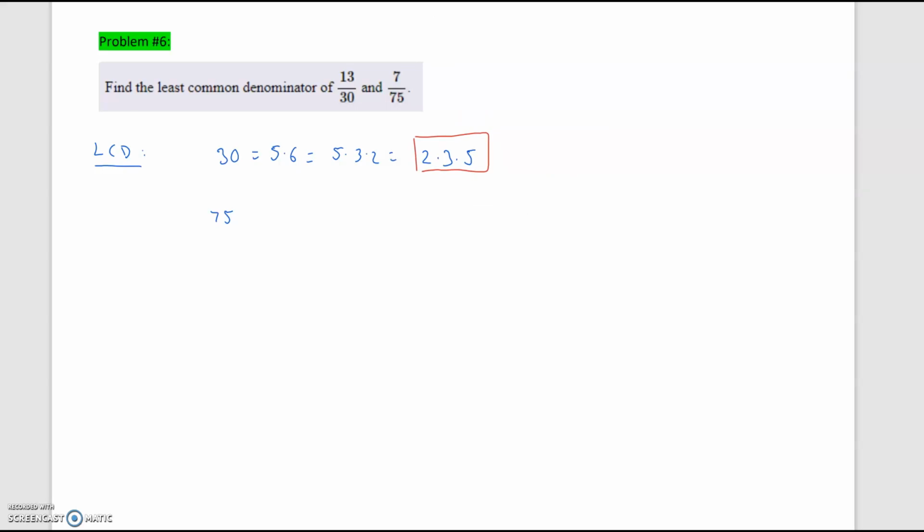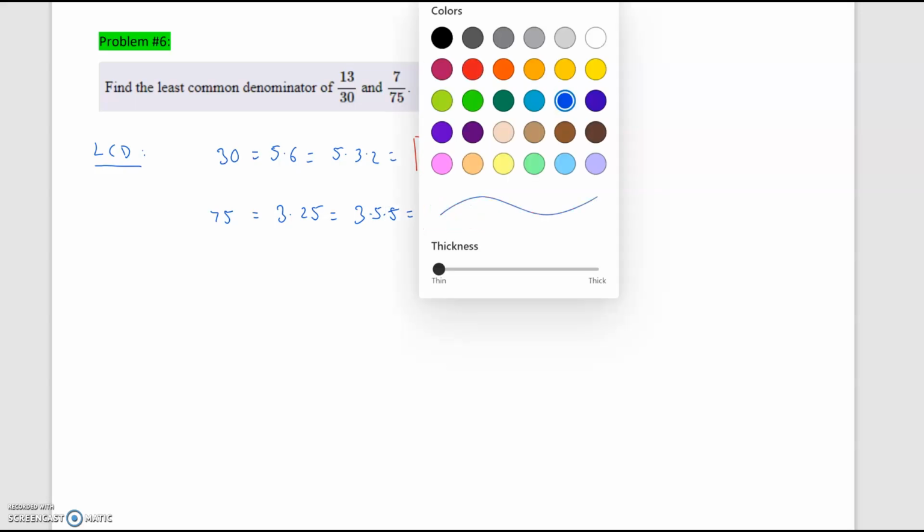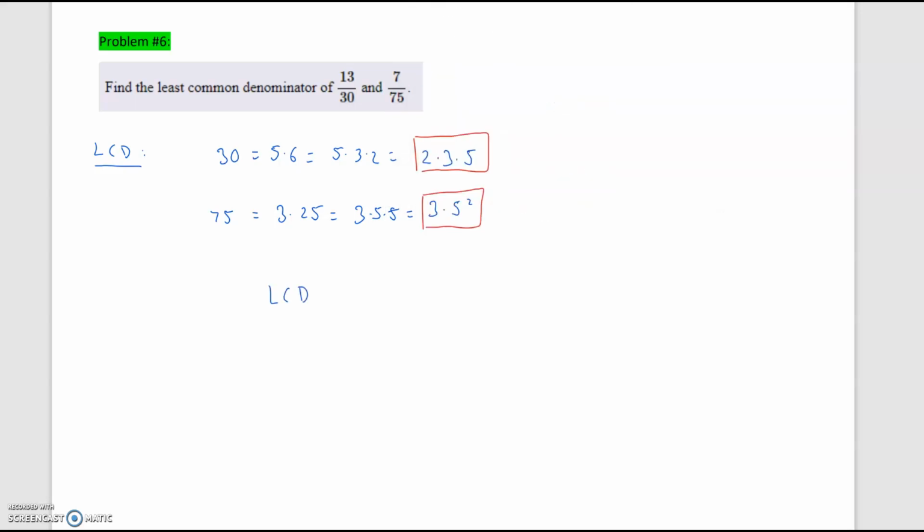And then 75, we could break it down as 3 times 25, or 3 times 5 times 5, or 3 times 5 to the second. And it's important here that we're expressing the 5 to the second power so that we don't forget that there's actually two 5's. And at this point, let me actually calculate the LCD. The lowest common denominator is going to include a 2 since the 30 has a 2, then a single 3, and then a 5 to the second.